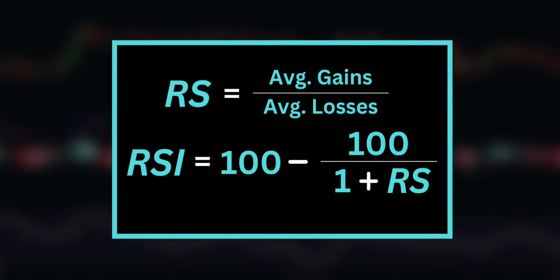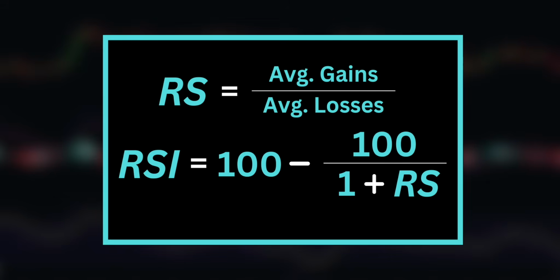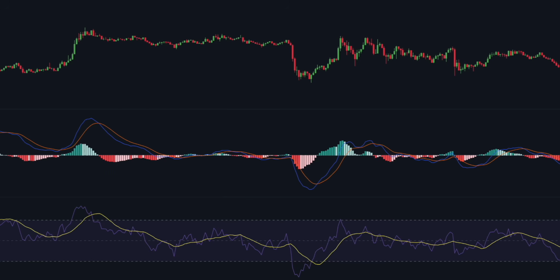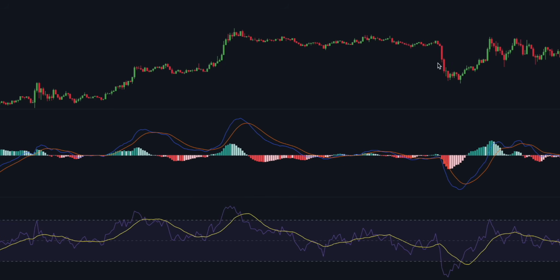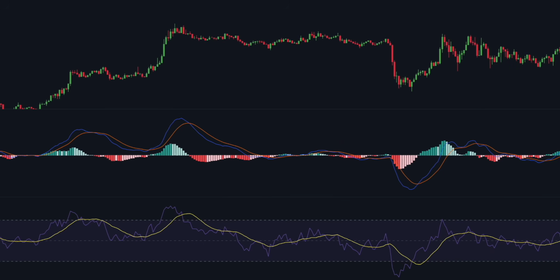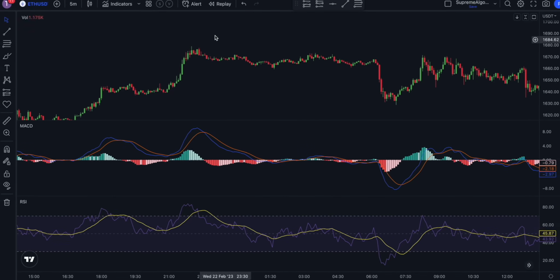The RSI is calculated by comparing the average gains and losses of the stock over a specific time period, typically 14 days. Traders may use the RSI indicator to identify potential buy or sell signals. For example, if a stock has an RSI reading above 70, it may be overbought and traders may consider selling. Conversely, if a stock has an RSI reading below 30, it may be oversold and traders may consider buying. RSI will be used as a secondary confirmation indicator in our strategy.